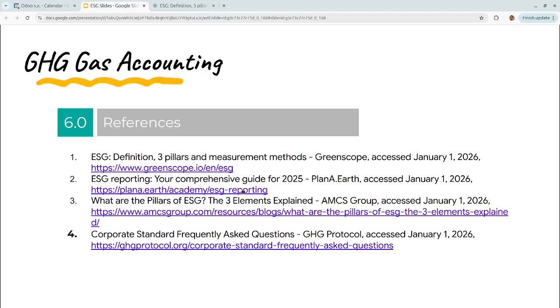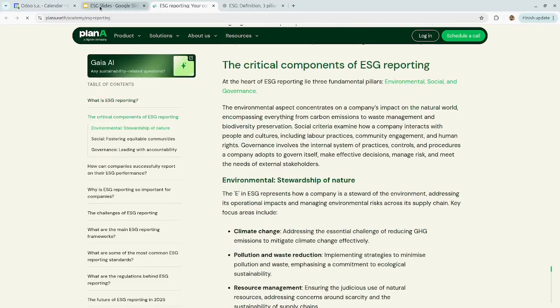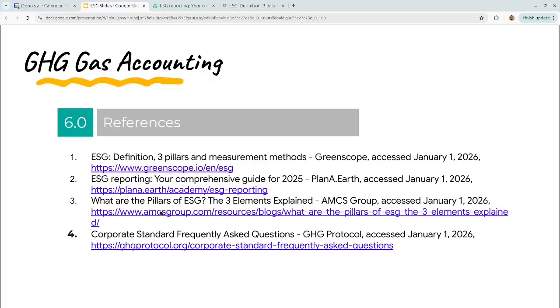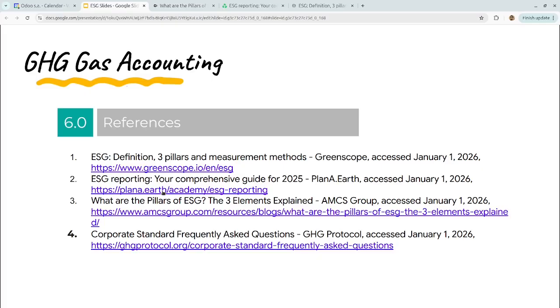And of course, 2025 was just a few months ago. So you can come read it for yourself just to have a deeper understanding of these things, or you can go to what are the pillars of ESG and just read it for yourself. And then there's a fourth reference, corporate standard frequently asked questions, and this one comes from the GHG protocol, the one that I have just shown.